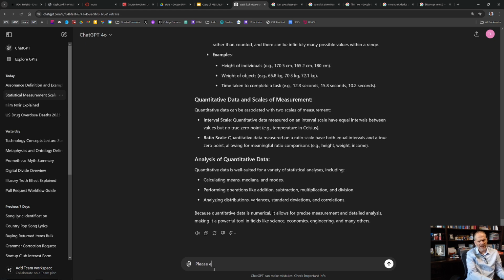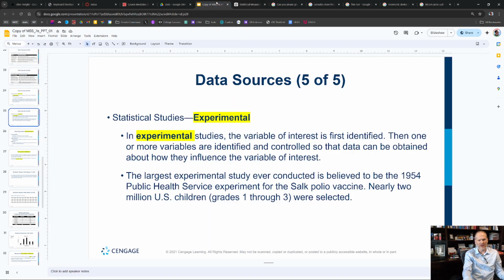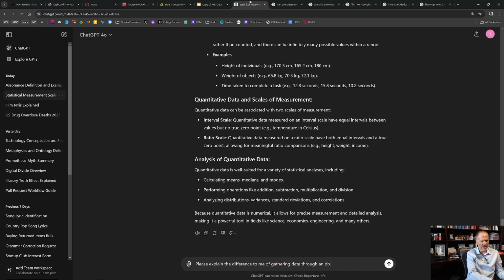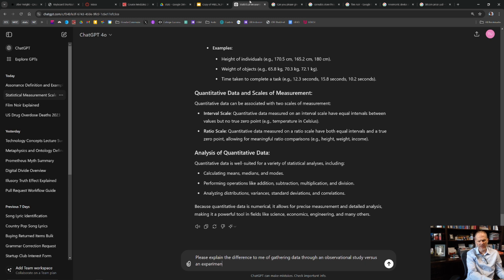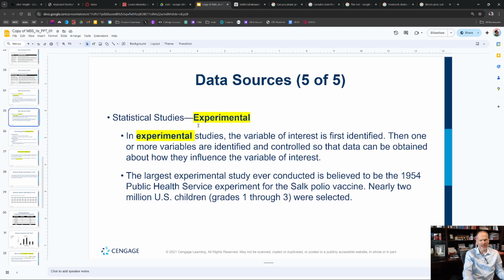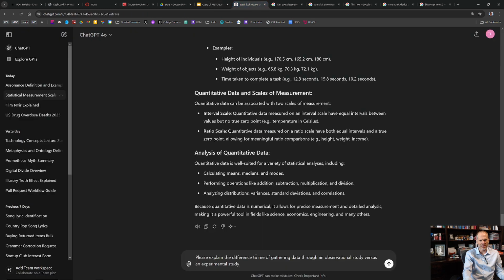And please explain to me the difference between gathering data through, and let's just see what the textbook called it. The textbook called it an observational study versus an experimental study. Is that what the textbook called it? So we'll come back down here, and yes, experimental studies is the word the textbook used. Please also give me 2 simple examples to illustrate each.